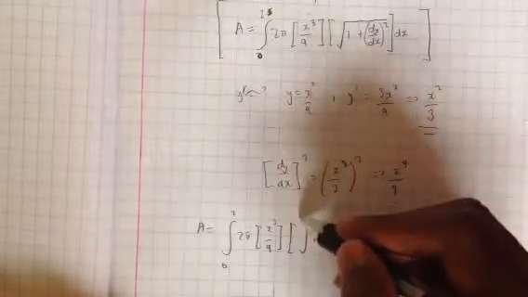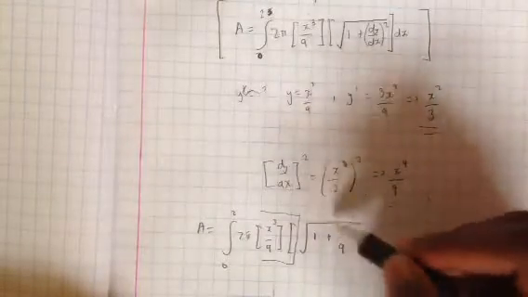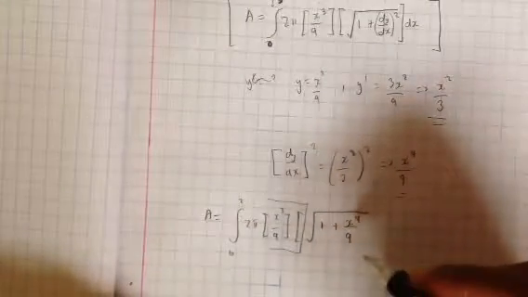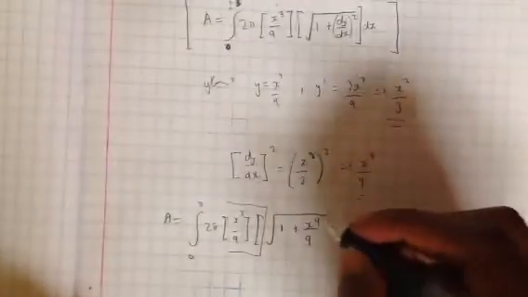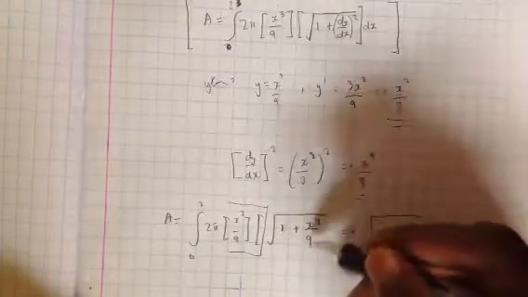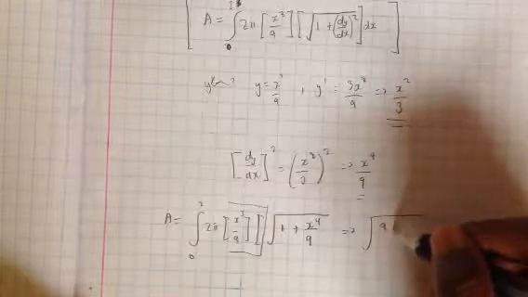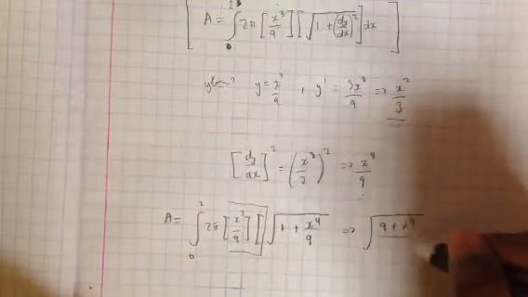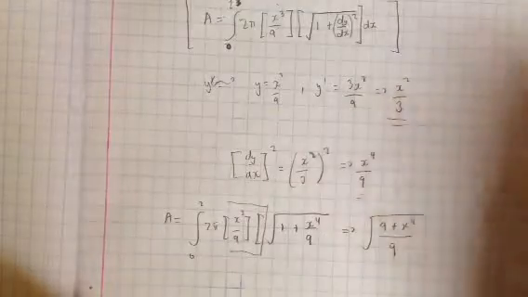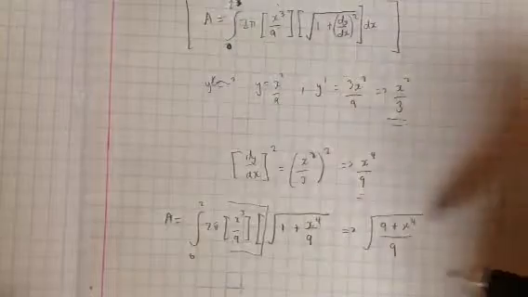Let's exclude that for the moment and look at this part alone. We're just going to do this. That's basically 9 over 9, so it's going to be 9 plus x to the power 4 over 9. That's the same thing as that. We're just trying to simplify it to make things easier.